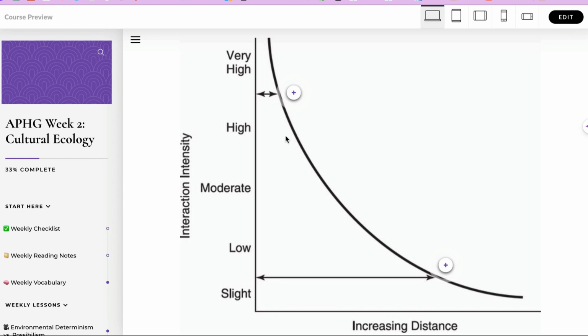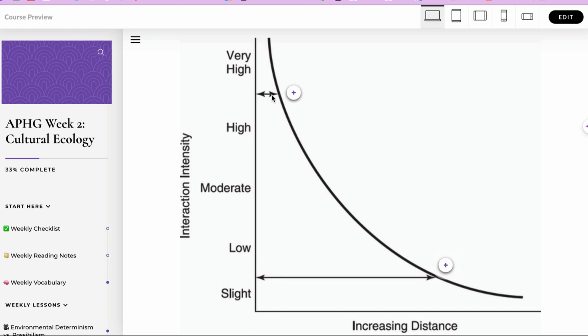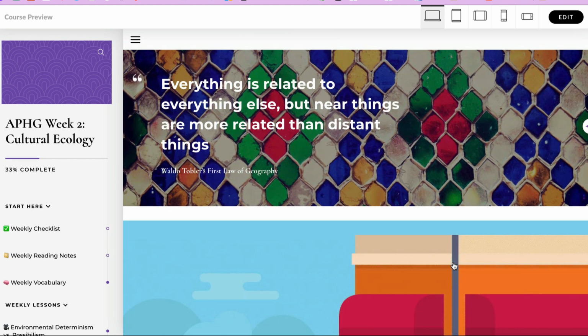So what if we take a point on the graph that is pretty high up on the y-axis, a lot of interaction, but pretty low on the x-axis? So it's going to be high interaction, low level of distance, or short. If it's close, a lot of interaction. Down here we have a low level of interaction on the Y, however, quite a bit of distance here. So, an interesting quote here: everything is related to everything else, but near things are more related than distant things.